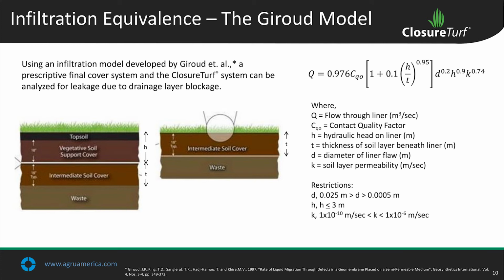But again, the flow regime of ClosureTurf involves things that aren't really modelable in HELP, such as drainage layer flow, sand flow, and surface flow. Those all interrelate with each other. So our opinion is the HELP model is not well suited for ClosureTurf.